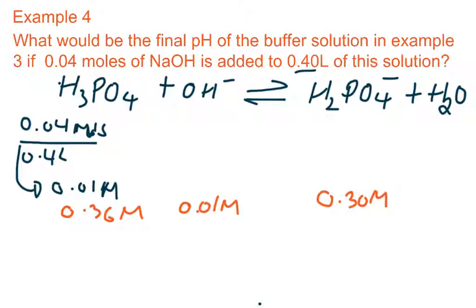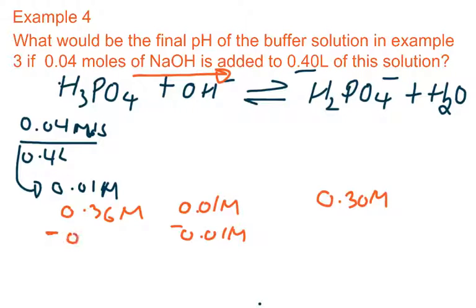Now, why do we need these values? What's going to happen is when we add the base, the OH minus, that's a stress. Now, the reaction will shift to relieve that stress. So this reaction will shift to the right. It's going to produce more H2PO4 minus and try to get rid of this base. So this base will be used up, okay? All right, do subtraction there. It'll be all used up, and it will react with some of the H3PO4.